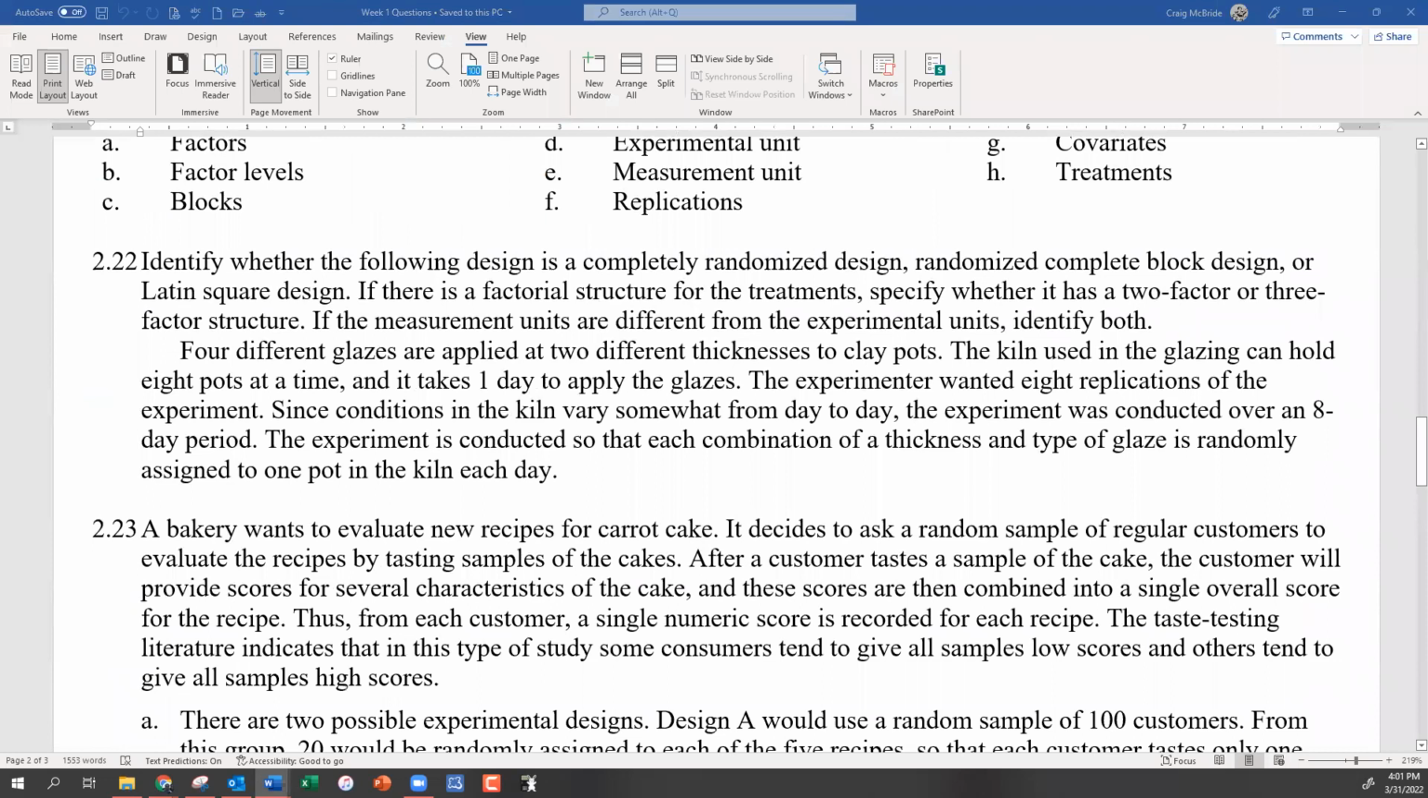The main difference is the blocking, really. A Latin square design requires the same number of factors in each treatment. For instance, the number of glazes would have to be 2 to match the 2 thicknesses. But in this question, it's 4 different glazes and 2 different thicknesses. So that's why it's not a Latin squares design.